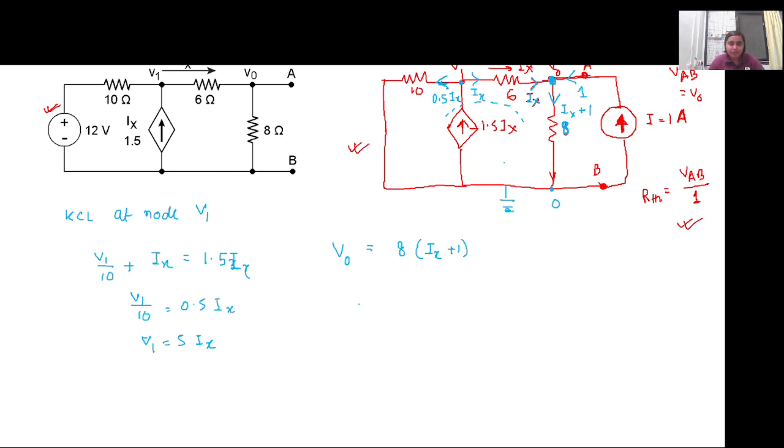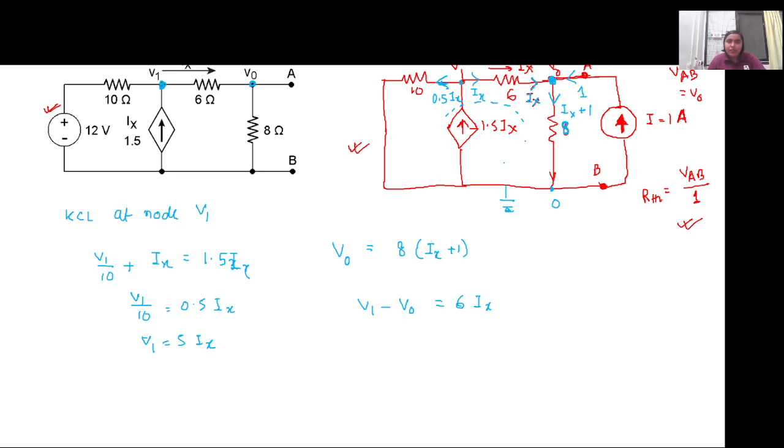V1 minus V0 is equal to 6Ix. Yes. So it is the voltage across this particular node. The current flowing through this branch is Ix, and I into R is equal to the voltage drop across it, which is V1 minus V0.